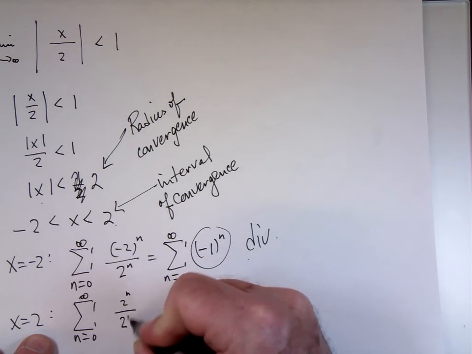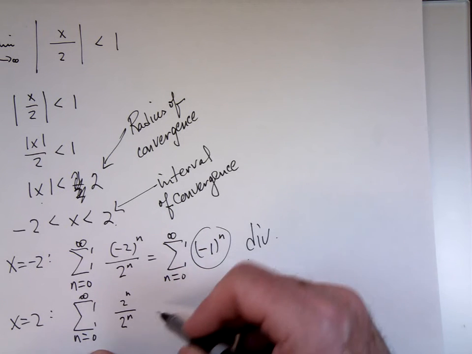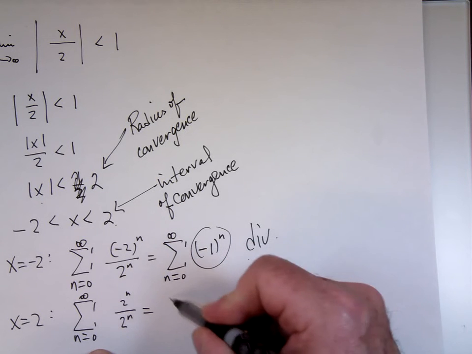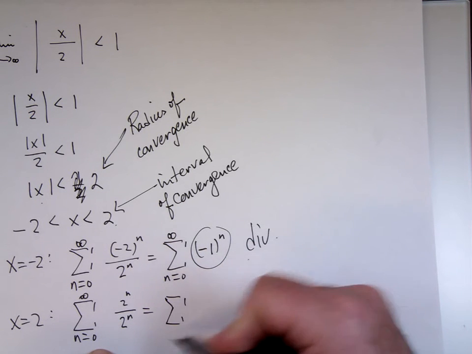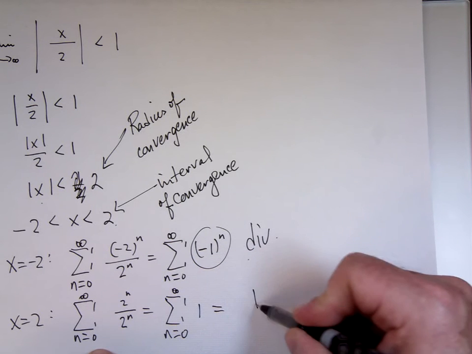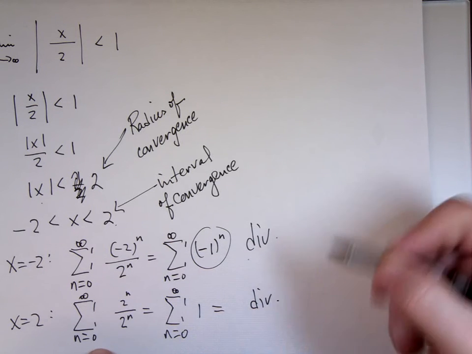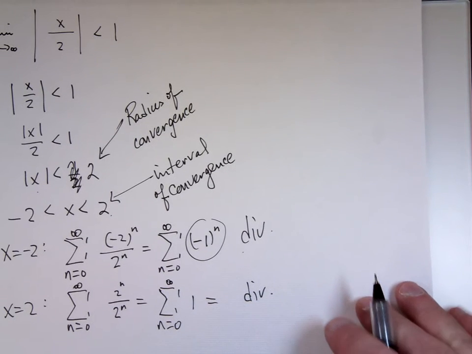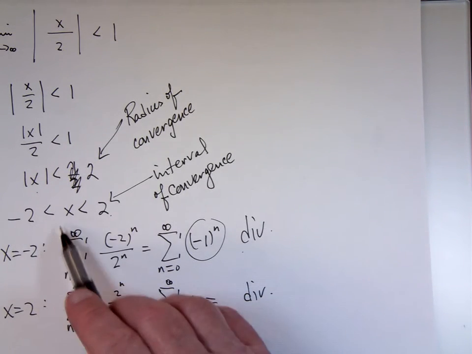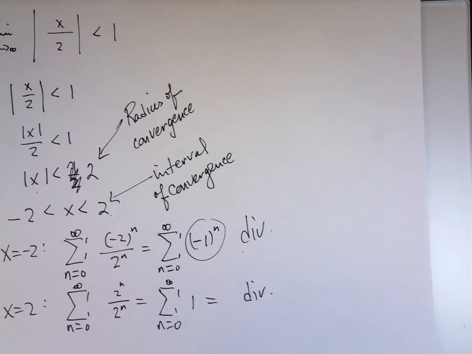Okay, 2 to the n over 2 to the n, that's equal to the sum of 1s. And if you got an infinite number of 1s, I'll tell you what, you do not have a converging series, you have a diverging series. So what does this mean? This means that this is the interval of convergence. Don't include the endpoints. Some series will include the endpoints. Some will not. This one does not.